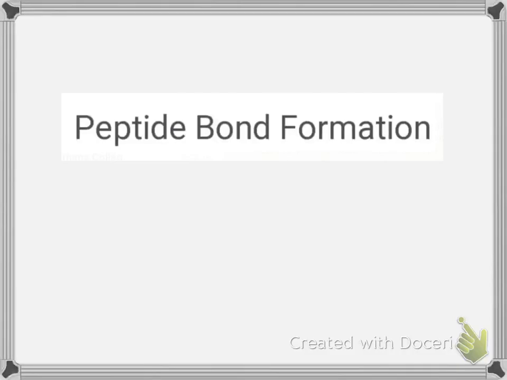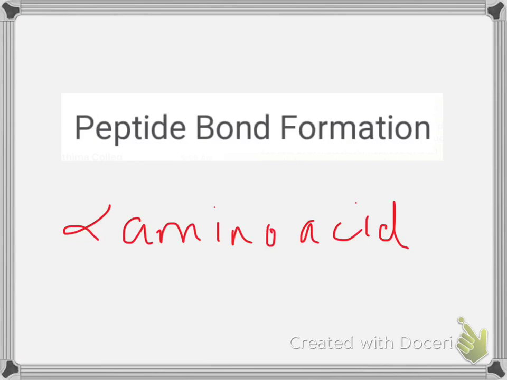In this video, I would like to explain about peptide bond formation. That is how a peptide bond is formed. As we all know, alpha amino acids are bifunctional compounds, that is, they contain a carboxylic acid group and an amino group on the alpha carbon.